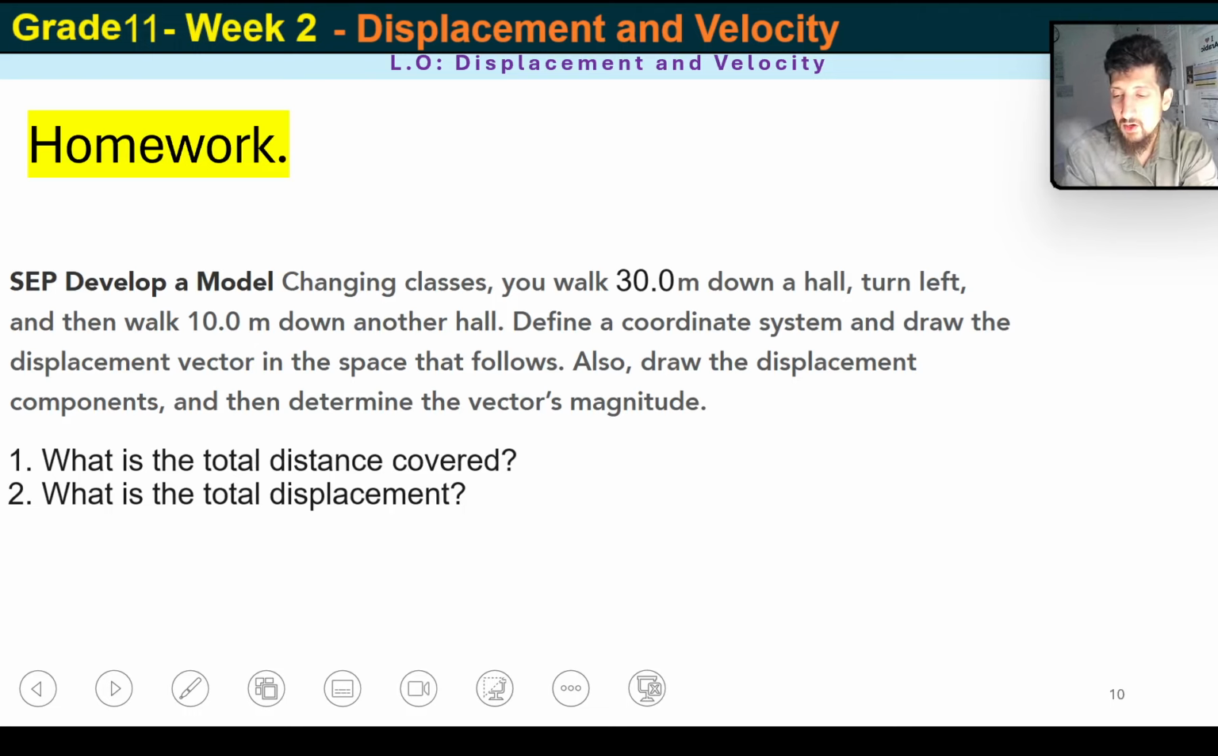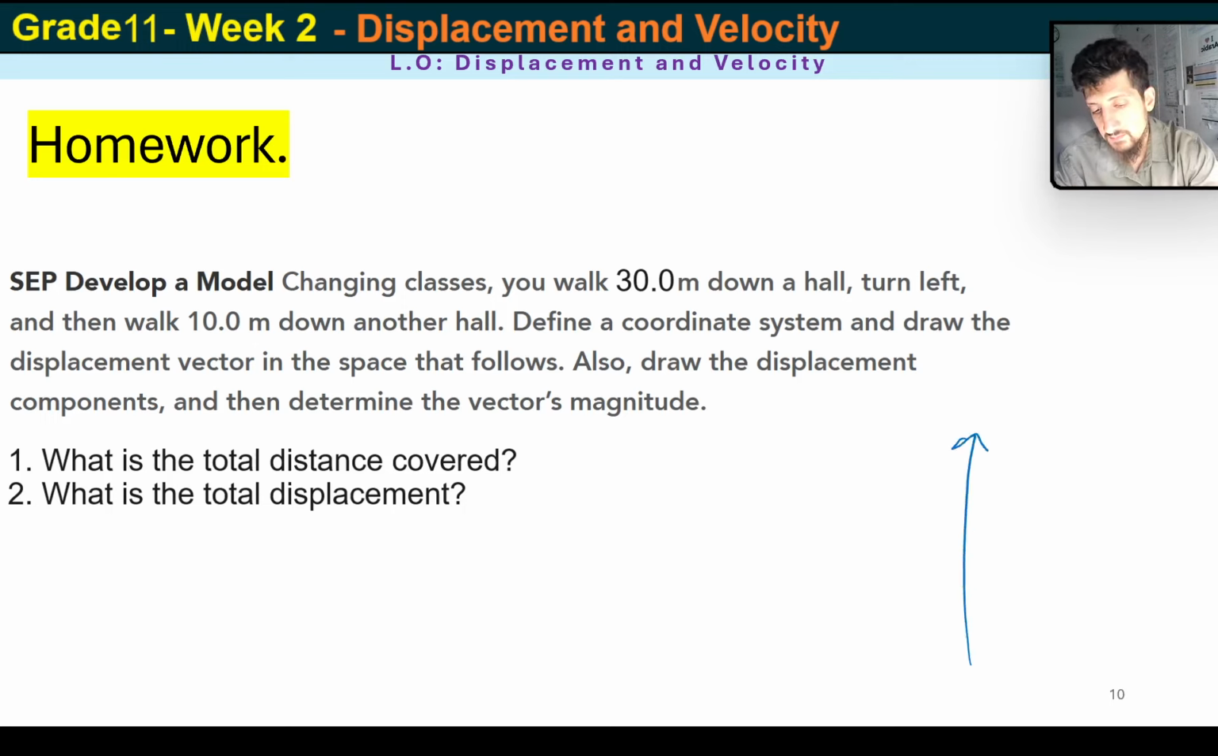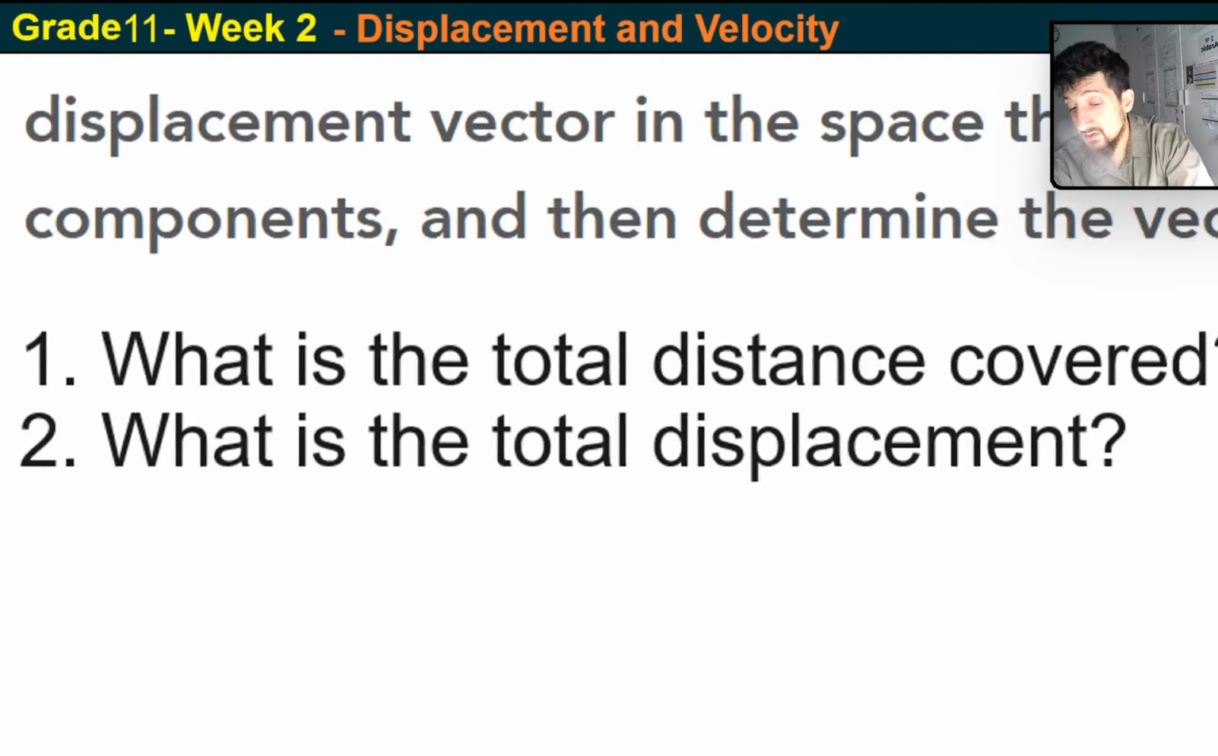Oh, we've got homework here that I'm going to help you with. So once again, please pause the video and try and do it yourself before I do it. Changing classes, you walk 30 meters down a hall, and then you turn left and walk 10 meters. Define a coordinate system. So when we say define a coordinate system, this is what we mean, basically. Just draw it properly. Also draw the displacement components and then determine the vector's magnitude.